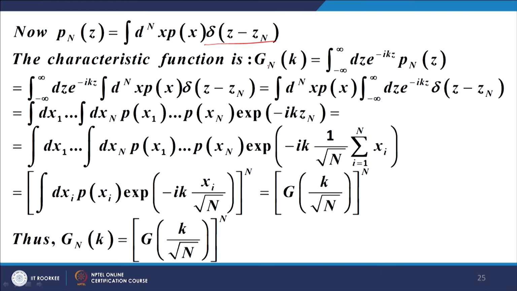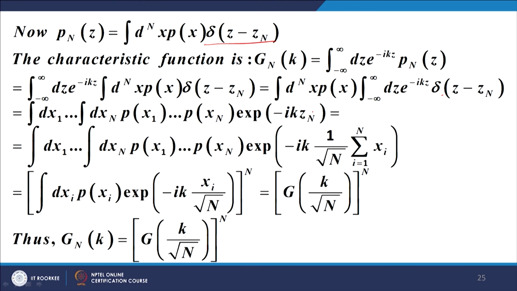Now, the characteristic function is given by the Fourier transform of P_n(z). Therefore, it is given by the integral dz e to the power minus ikz P_n(z). Let us substitute this value of P_n(z) in the expression for the characteristic function. We get the integral dz e to the power minus ikz, and this whole expression comes as it is. When you do this integral over the delta function, z gets replaced by zn. So, this is what I have.